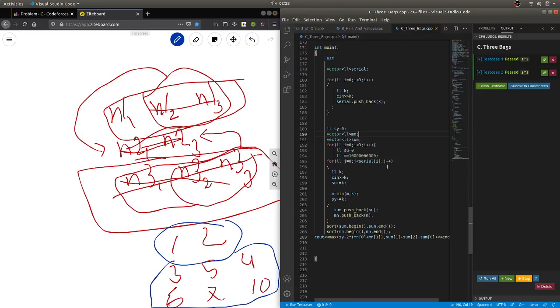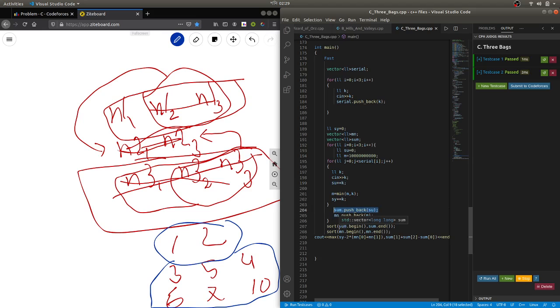So here I took n1, n2 and n3 as serial. I pushed them back in serial. Then for every serial I took the input and saved the min of it and pushed it in a min array, and also took the sum of them and pushed it in the sum array. Then I sorted them.